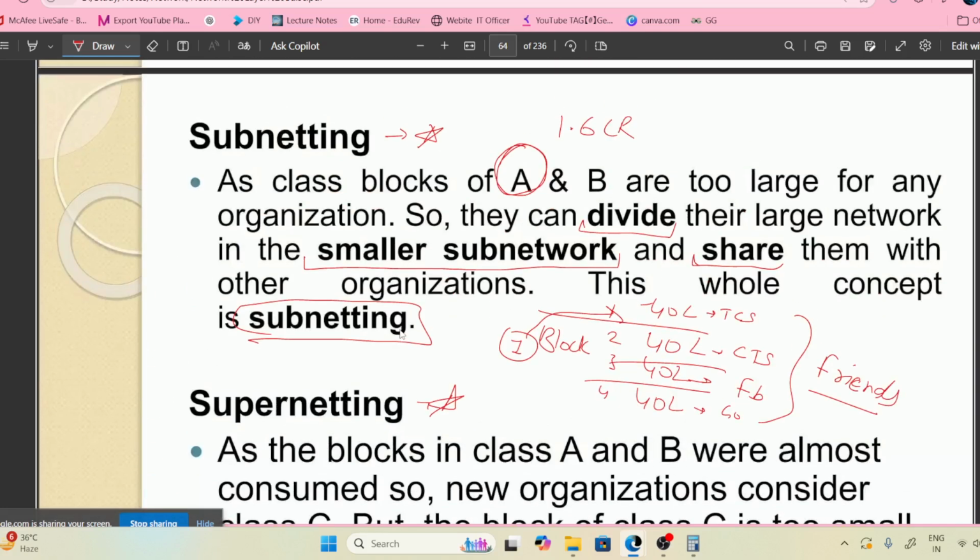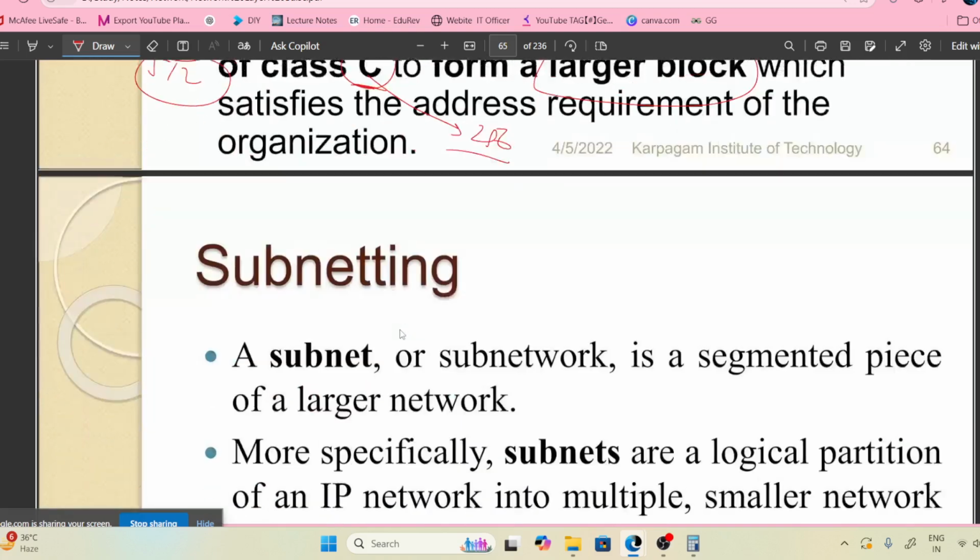So what is subnetting? Dividing. And supernetting is combining. So these are the two words.